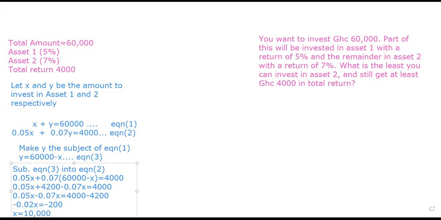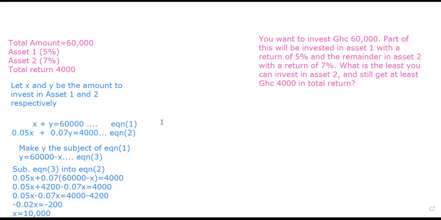X gives us 10,000. I hope you understand up to this point. Yes, please. Good. So X is 10,000, but X is what? The amount you invest in asset one. They are asking for the amount you can invest in asset two. So if you have $60,000 to invest, and you have invested 10,000 in asset one, what is the remainder? 50,000. So 50,000 should be invested in asset two.